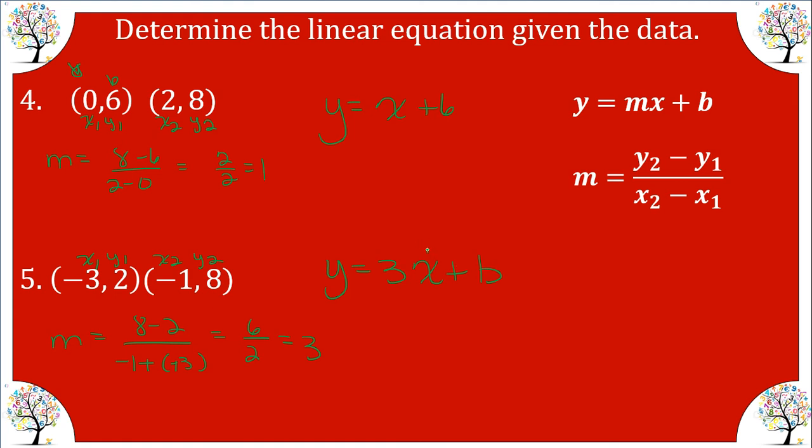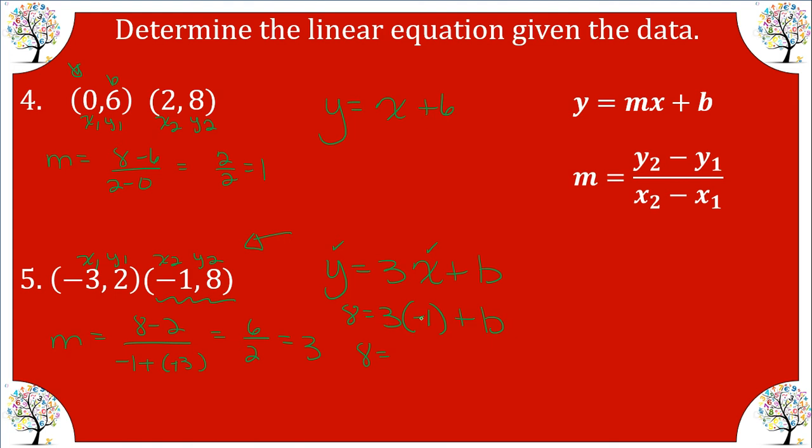Now we need a value for x and a value for y, and we're going to get it from one of these ordered pairs. It does not matter which one we use. I'll just use this one right here. Again, it doesn't matter. So I'm going to plug in 8 for y, -1 for x, and we're going to solve for b.